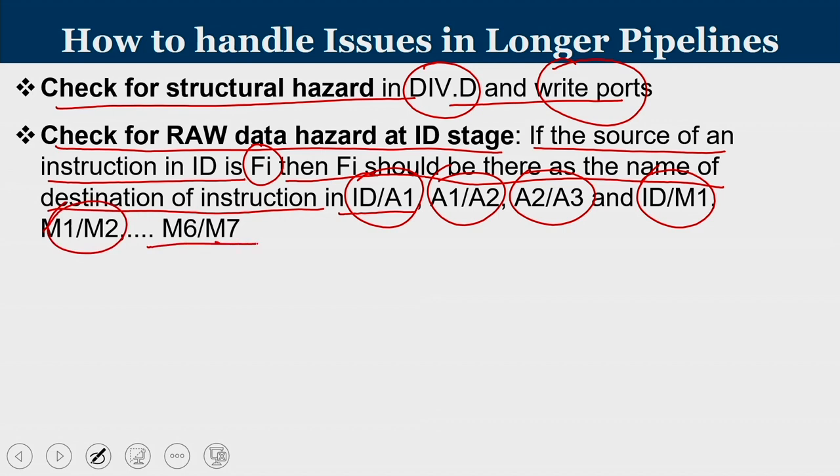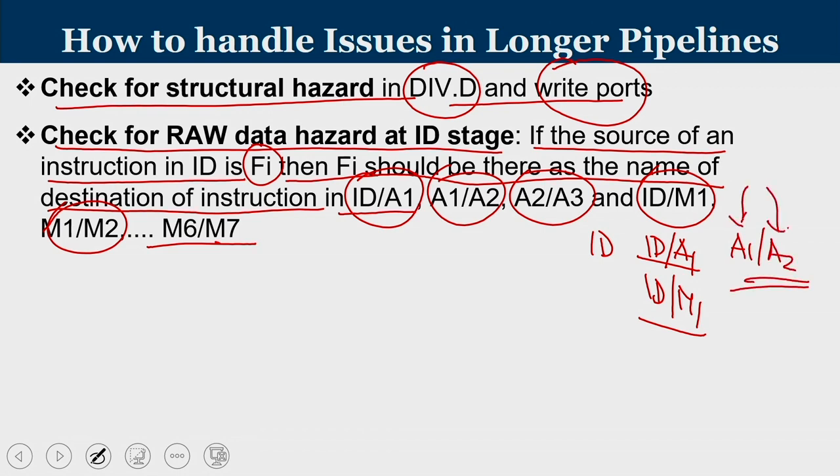So, if I am the source of an instruction, then the register name should not occur in any of the pipeline registers after me. I am in the ID stage. After that, it is the ID/A1 or ID/M1 pipeline register. This is the pipeline register between the ID stage and the floating point adder, and this is the pipeline register between the ID stage and the multiplier. Similarly, you have pipeline register A1/A2, the pipeline register between the first stage of the adder and the second stage of the adder. Similarly, I have M1/M2, and I can have M6/M7 also. The number indicates the pipeline stage, and this is actually a buffer.